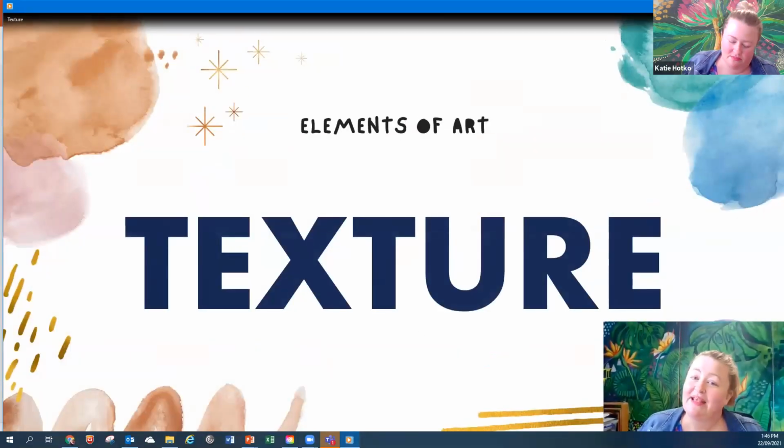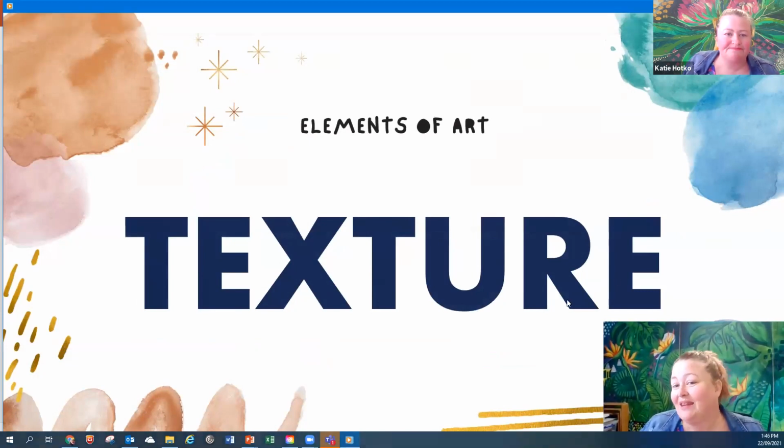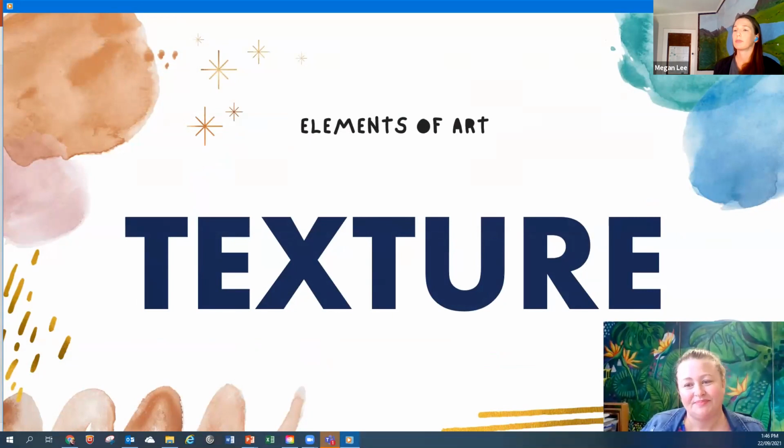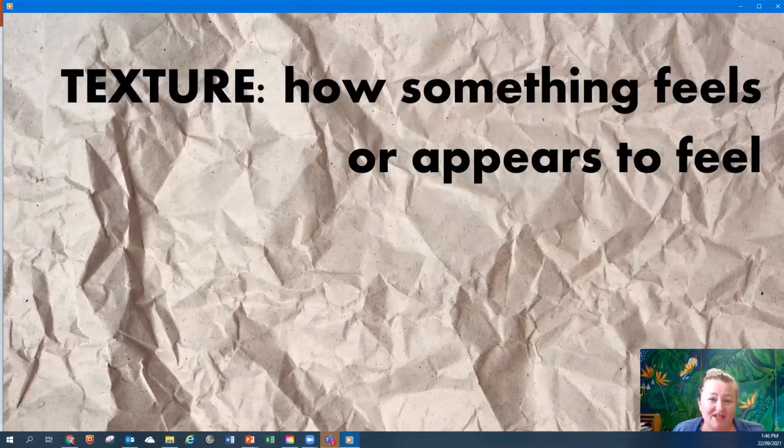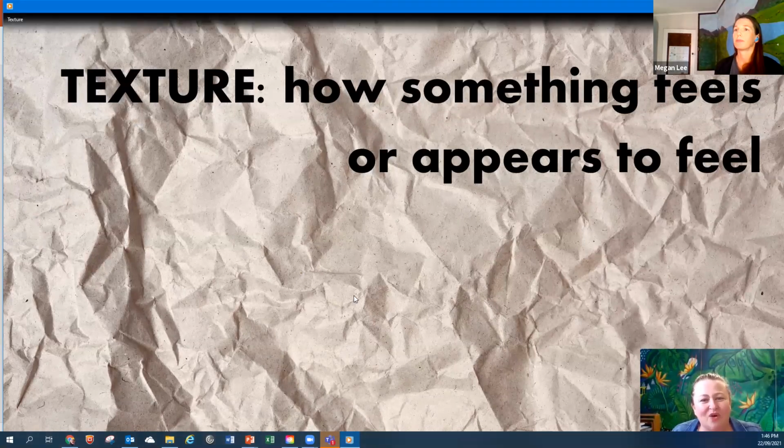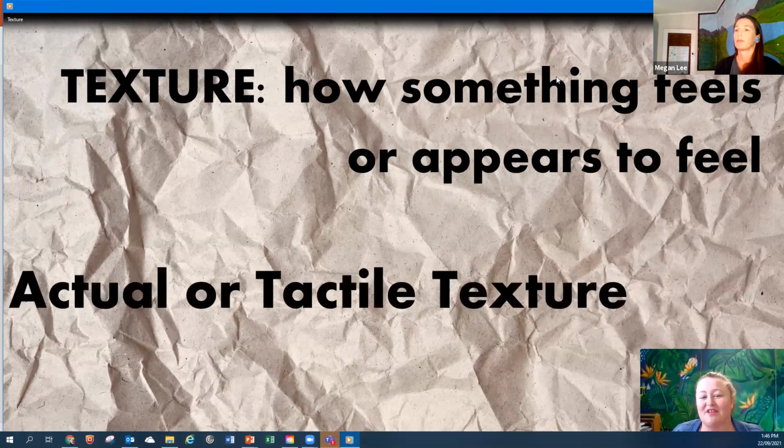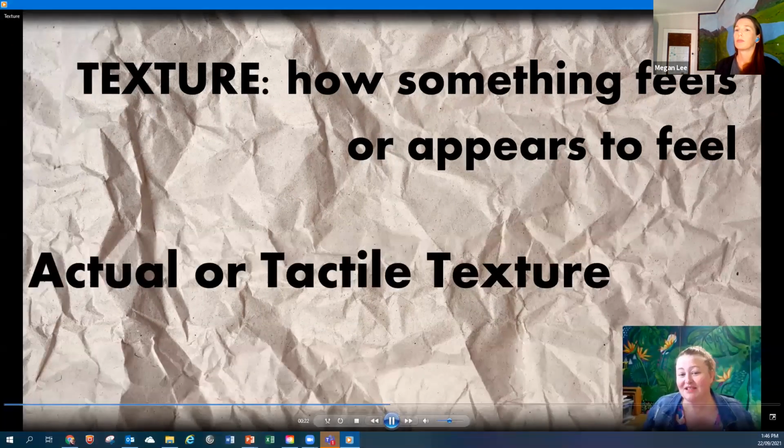So today I'm going to be explaining about the elements of art and the element. Can you hear it? Yep. So texture refers to the tactile qualities of the surface. Objects feel or the way it looks like they feel. There are two types of texture. There's actual texture or tactile texture.